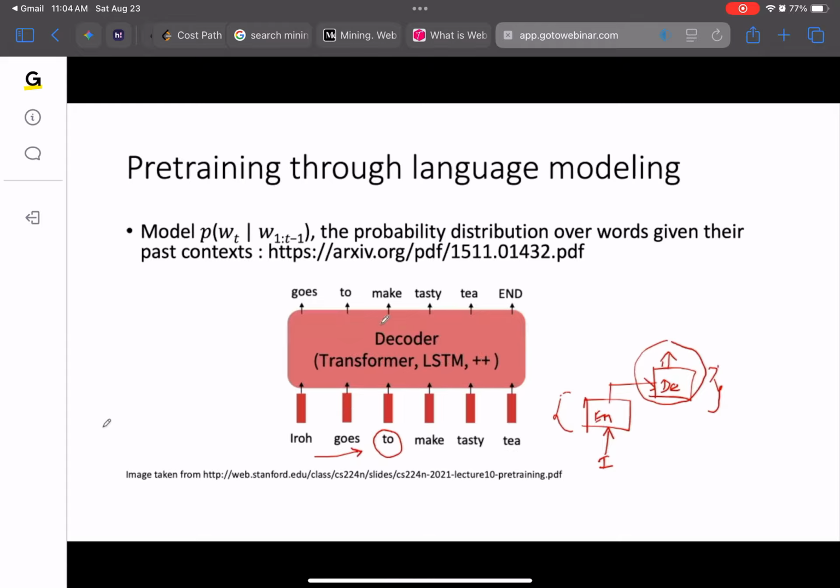The decoder will not be able to see the future words. Only the previous words can be used by a decoder. This is unlike the encoder, where bidirectional attention is possible. You can get information from any of the words in your sentence, but that is not possible for a decoder. So this is an important difference in the pre-training approaches between encoder and decoder. For the decoder, we use the language modeling objective and try to predict the next word.